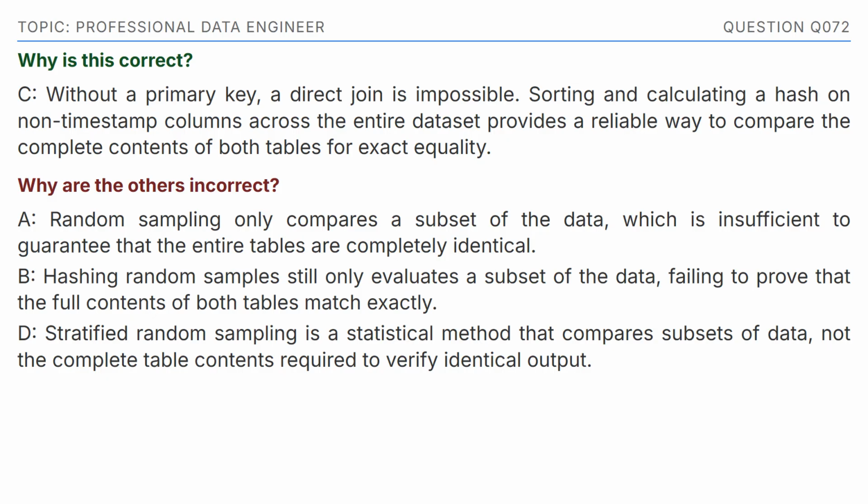A. Random sampling only compares a subset of the data, which is insufficient to guarantee that the entire tables are completely identical. B. Hashing random samples still only evaluates a subset of the data, failing to prove that the full contents of both tables match exactly. D. Stratified random sampling is a statistical method that compares subsets of data, not the complete table contents required to verify identical output.